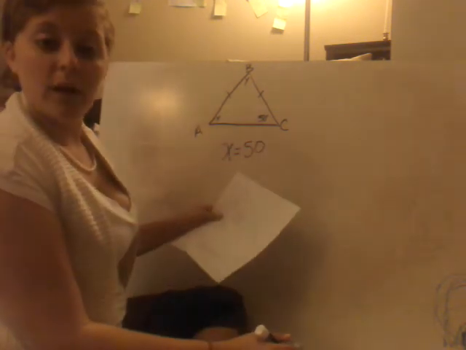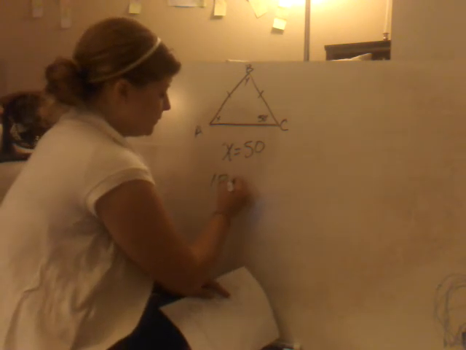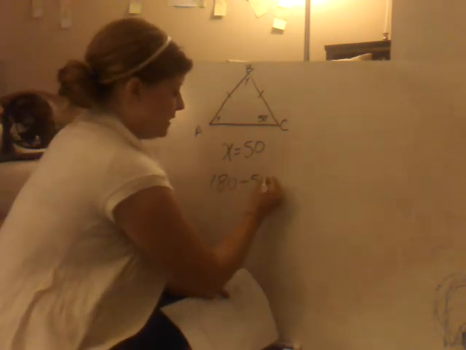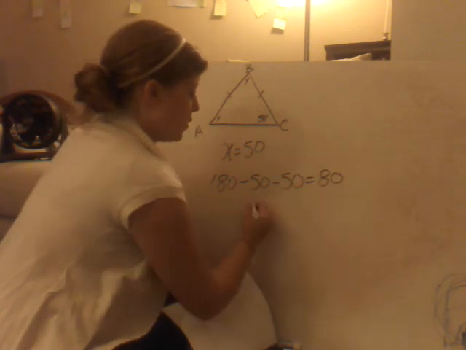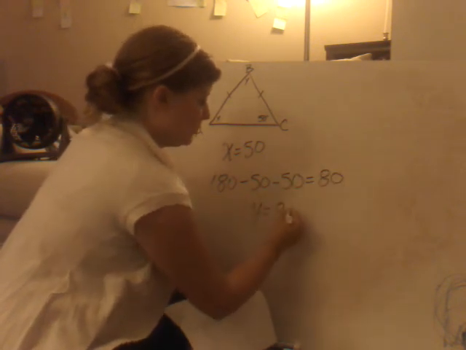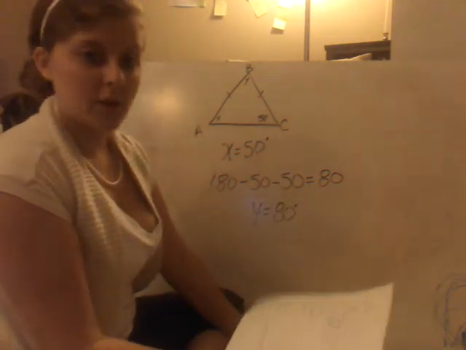Now I know two of my angles, so I need to subtract them from 180. So 180 minus 50 equals 80. Y equals 80. And that's degrees. And that's all 13 was looking for.